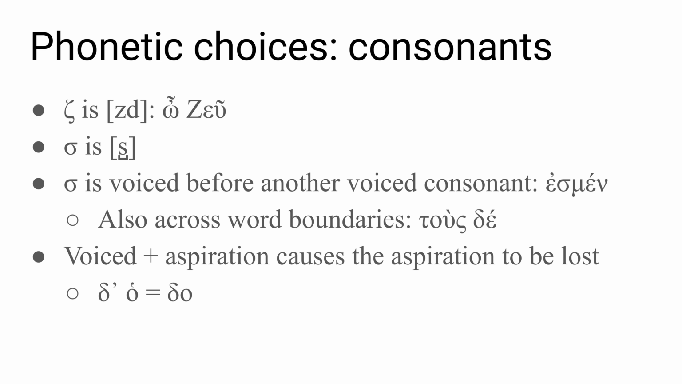I pronounce zeta as the zd cluster, which is actually the majority opinion, although there is some evidence for an affricate z instead. So, zdeu. I use a slightly retracted sigma to sound more naturalistic. It's a small detail that probably can never be confirmed or refuted, but it is consistent with the modern Greek.